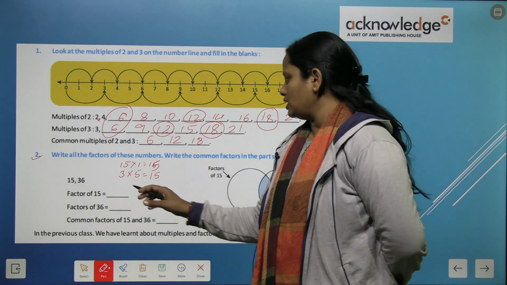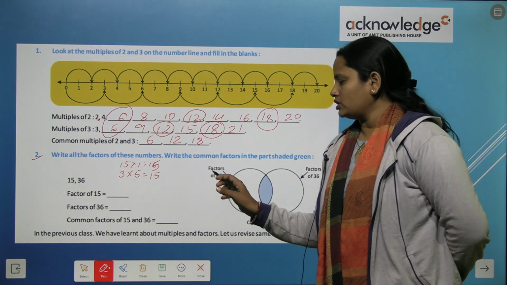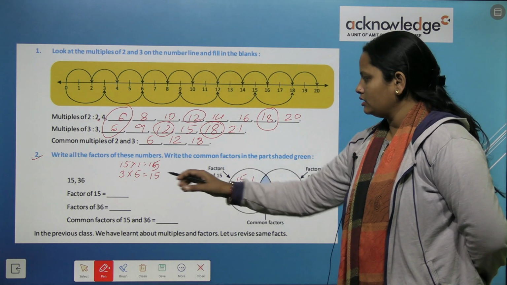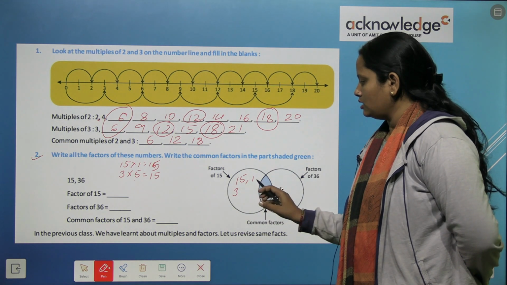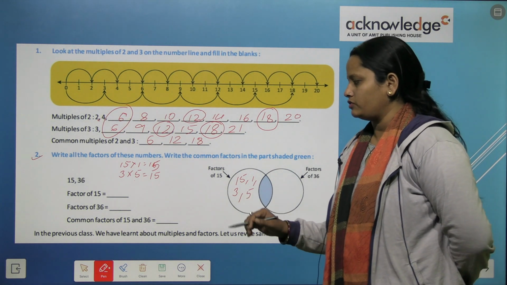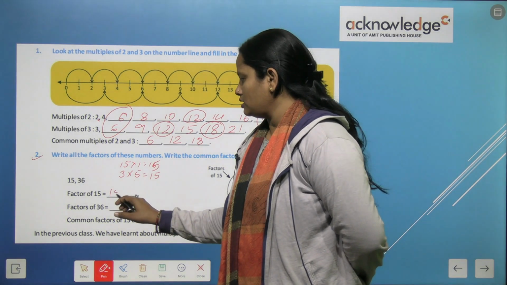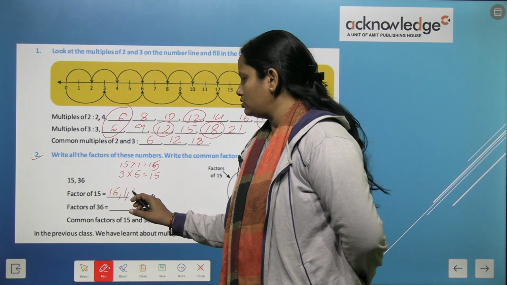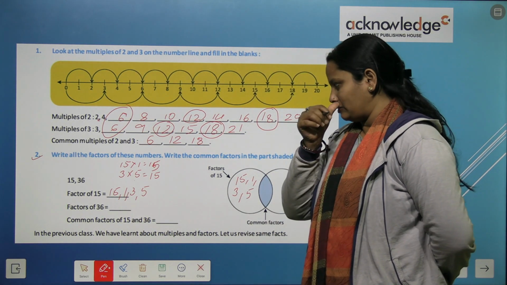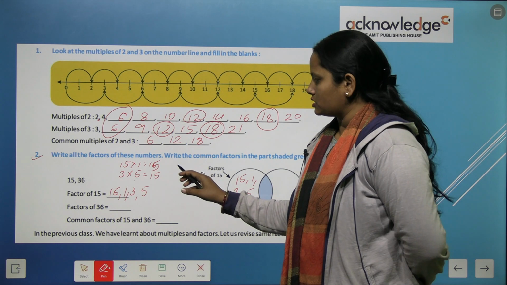Now let's see the factors of 15. So here the factors are 15, 1, 3 and 5. So these are the factors of 15: 15, 1, 3, 5. Now, factors of 36 we have to write. So, let's write down the factors of 36.